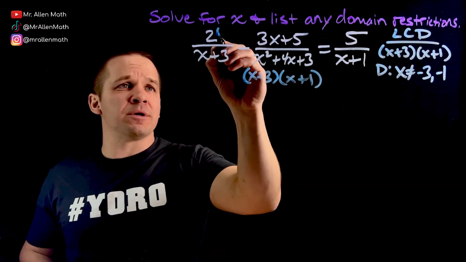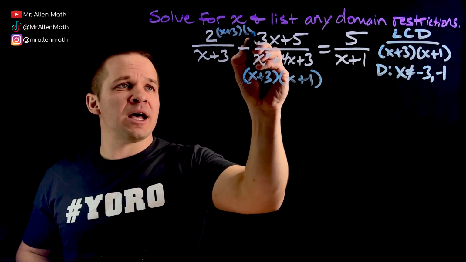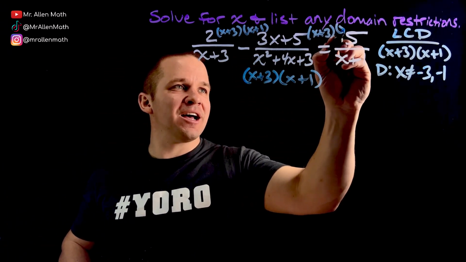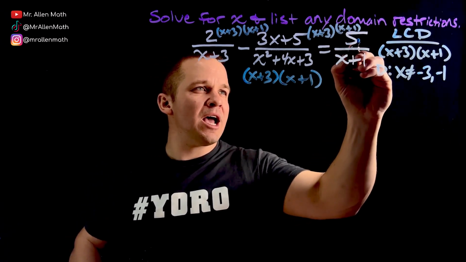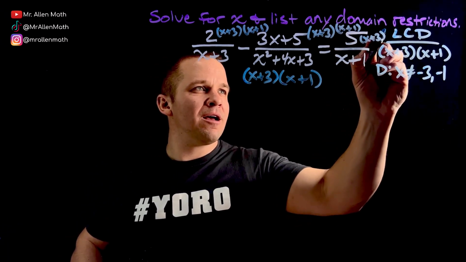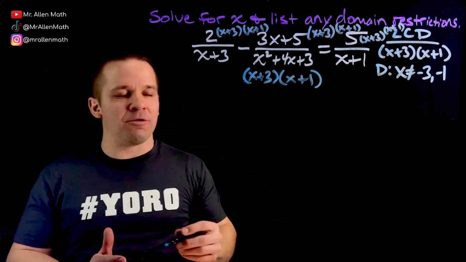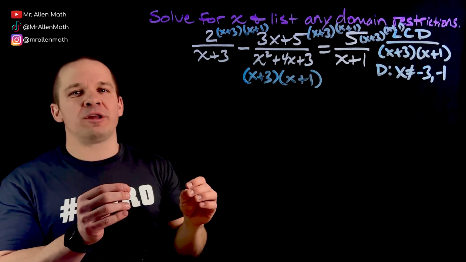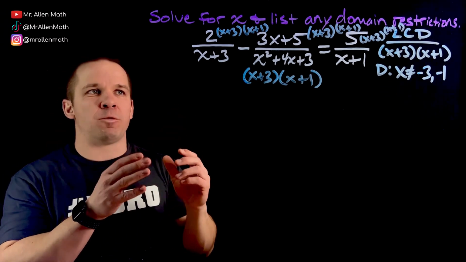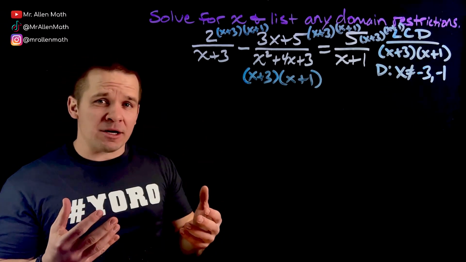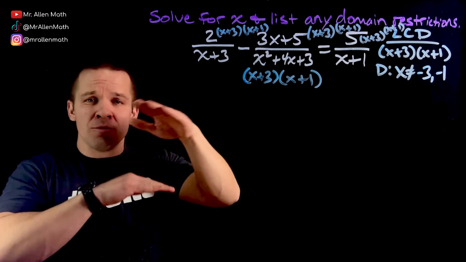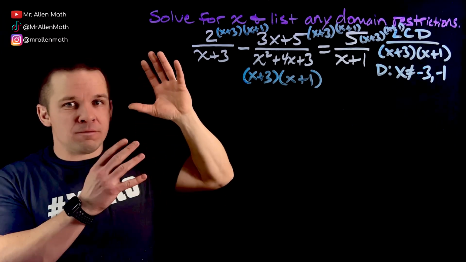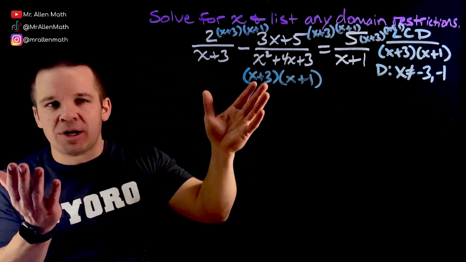So I'm going to have x plus 3 times x plus 1, x plus 3 times x plus 1, and then x plus 3, x plus 1. It gets a little crowded in these things. Again, it only multiplies the numerators because really I'm multiplying by x plus 3 times x plus 1 over 1. And if you think back to multiplying fractions, the numerators and the denominators get multiplied together. My denominator is 1, so nothing happens there.